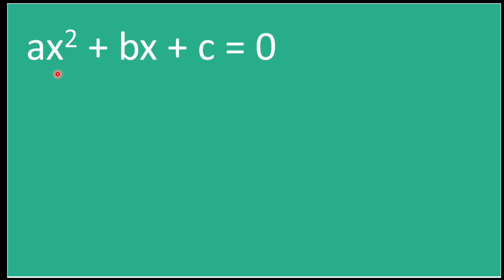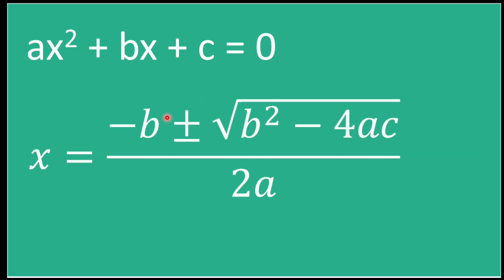We have this quadratic equation ax squared plus bx plus c equal to 0, and you all know that this is a quadratic formula which we use to solve quadratic equations. But how is this formula derived? Today we will discuss the derivation of this quadratic formula, that is, how we can derive it from this quadratic equation. So let's start the derivation of this quadratic formula.